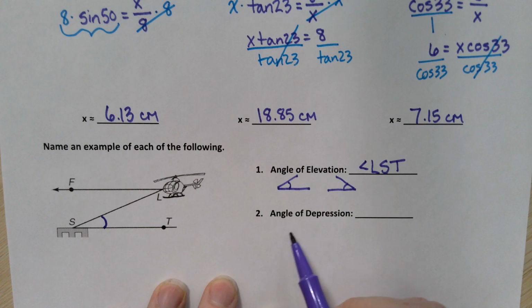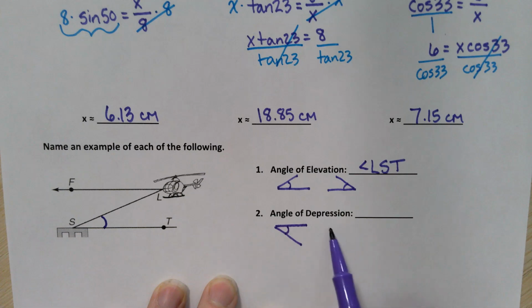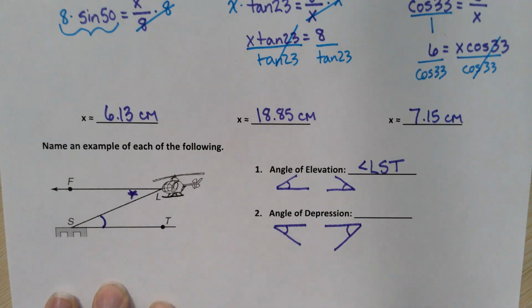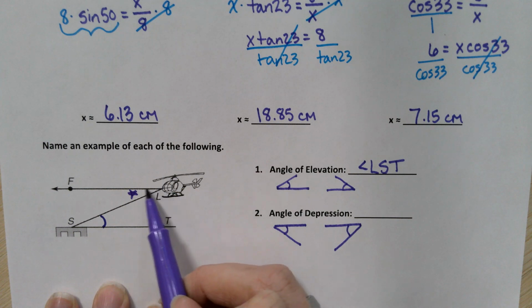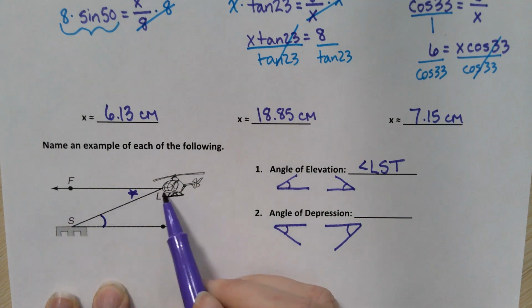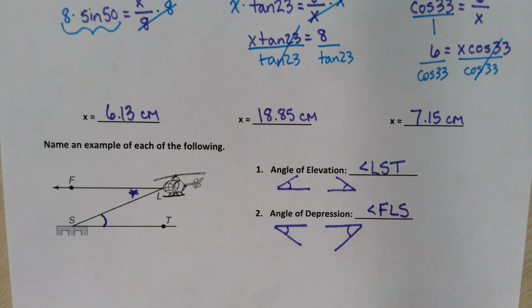An angle of depression, remember, is an angle from a horizontal, but down. So it could be down like that, or it could be from a horizontal down the other direction. That's an angle of depression. So that's happening up here in this portion of the picture, straight out from that helicopter, but then looking down towards that building roof. That would be angle FLS. Angle FLS would be an angle of depression.